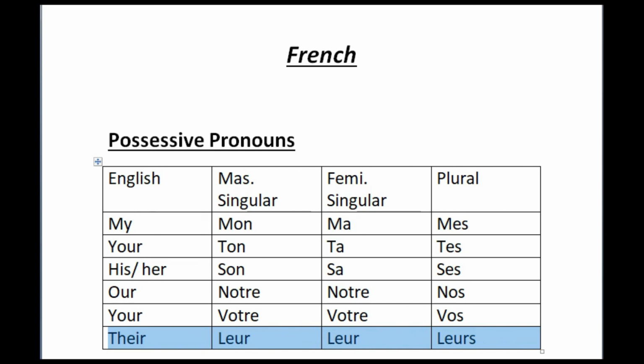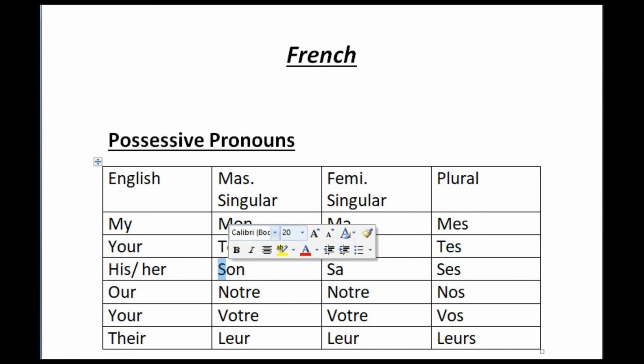We have noticed the common thing with my, your, and his and her. Just till here we can see that we have only changed the first letter: m, t, and s. Otherwise, at the end we have on in masculine singular. In feminine singular, at the end we just have a. And in plural, es. So we just need to remember m, t, and s. That's pretty easy to learn.